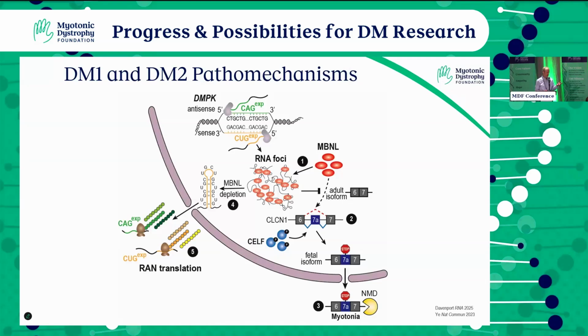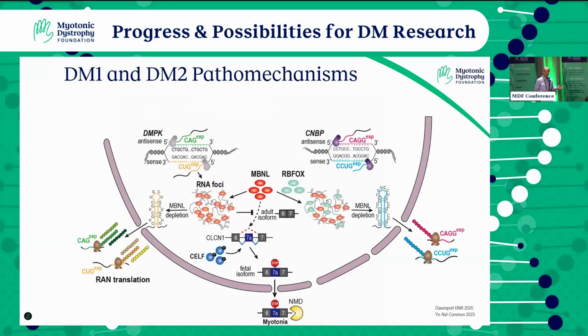And then you have naked RNA, which is susceptible to RNA export, and then once in the cytoplasm, susceptible to RAN translation, repeat-associated non-AUG translation. So that produces, in the case of DM1, homopolymeric proteins. And then on the flip side of all this mechanism is DM2. Not only is MBNL titrated in DM2, but so are the RBFox proteins.